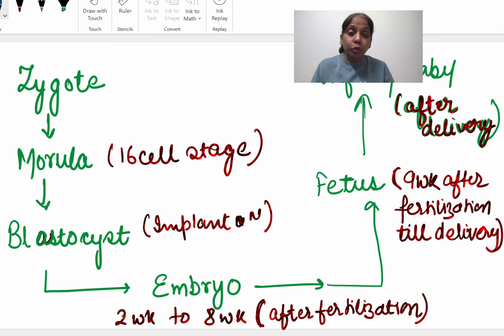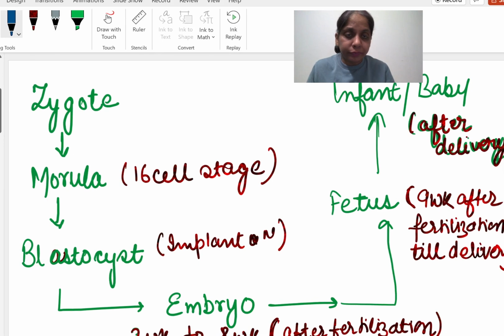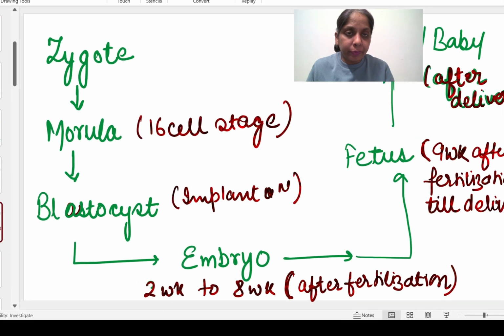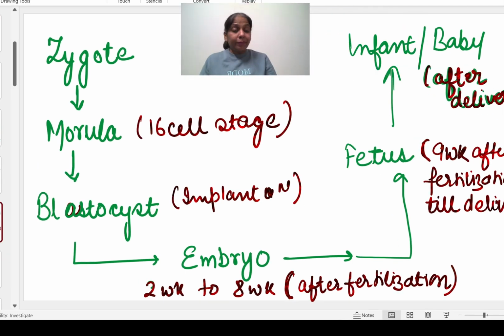You know that when two gametes fertilize, it is known as a zygote. After the zygote comes the morula. Once the zygote divides into two, the two cells divide into four, four into eight, then eight cells become the 16 cell stage. So the morula is a 16 cell stage. When the structure is 16 cells, it is known as a morula.